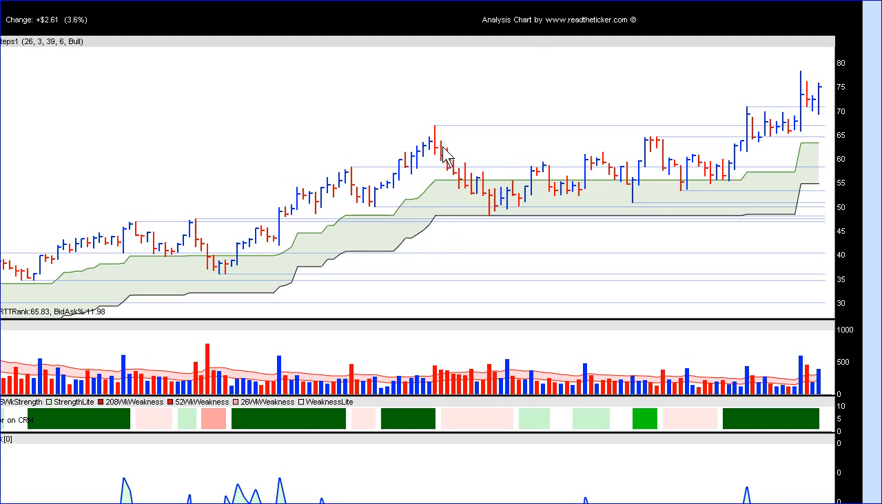The symbol is CRM. We're looking at a weekly chart. The red bars are lower closes and the blue bars are higher closes. We have weekly volume. We have our trend indicator. Dark green is 2-year highs. Light red is a light sell-off. Light green is a light high. Darker green is a new 1-year high.